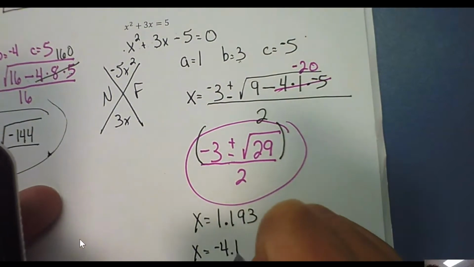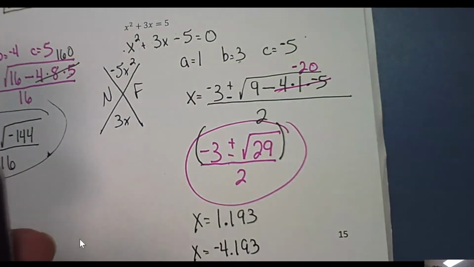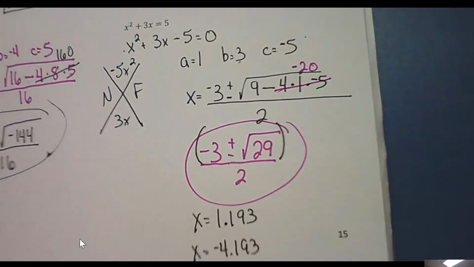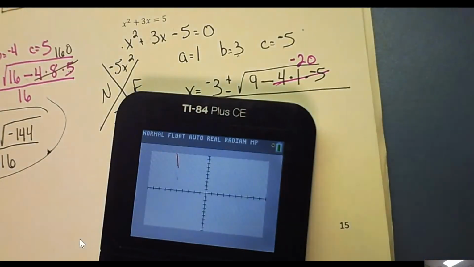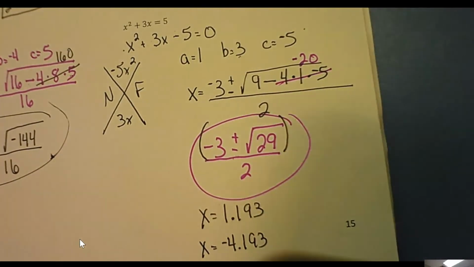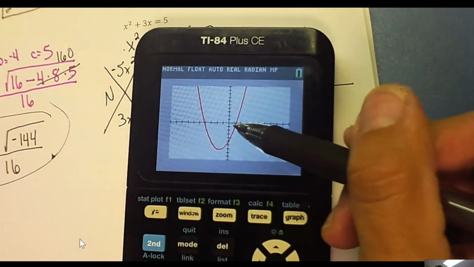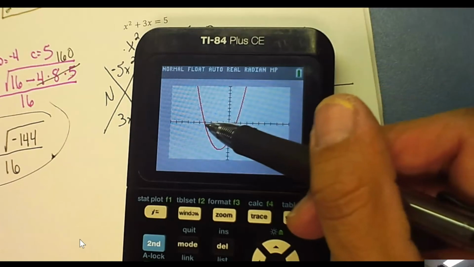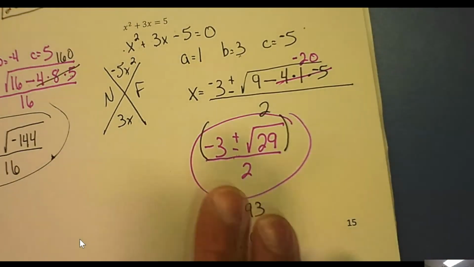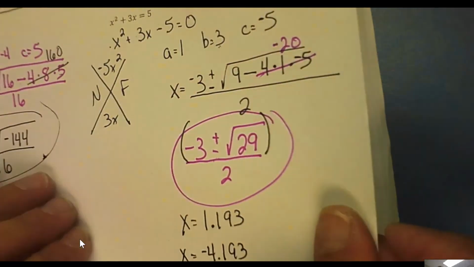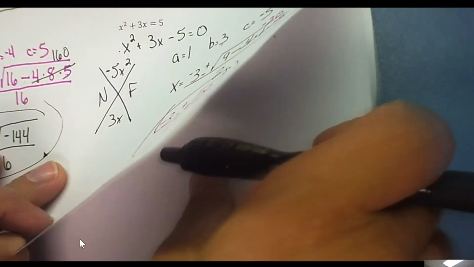And if I ever want to see if I'm right, again, I can go to my calculator, and these should be the x-intercepts. So I'm just typing this problem in. I'm going to hit graph, and I should see an answer around 1 and around negative 4. And there's 1, it's a little bit more than 1, and there's negative 4, it's a little bit less than negative 4. So my answers are right. So a great way to check your answers is with the graphing calculator. That's it. Those are your notes.